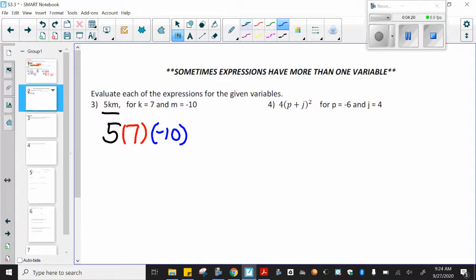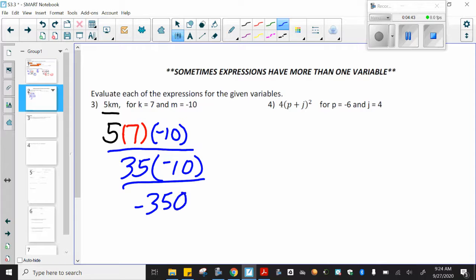Alright, and then we're going to ask ourselves, do I have any parentheses to do? Well, they're simplified. Do I have any exponents? No. Do I have any multiplication or division? Yes. All multiplication. So I'm going to do 5 times 7 to make 35. Bring down that negative 10, and multiply that. 35 times negative 10 is negative 350. Big numbers.